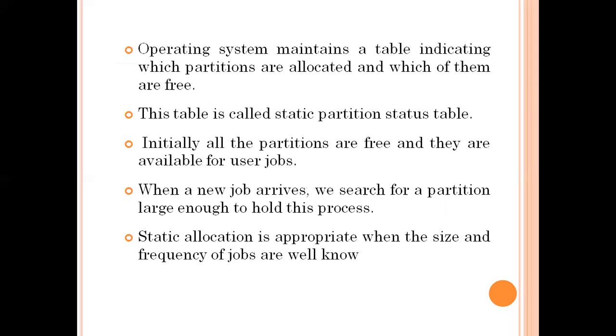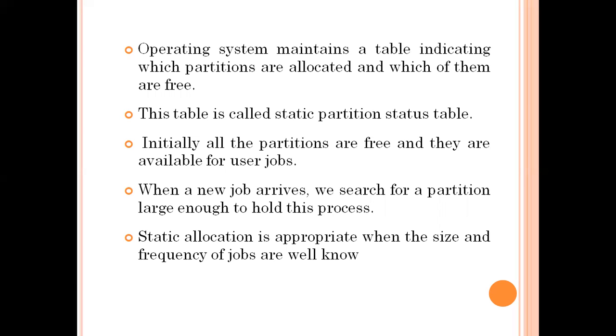The operating system maintains a table which indicates which partitions are allocated and which partitions are free. This table we generally call the partition status table. In the case of static partition, the table is called the static partition status table. In the case of dynamic partition, it is called the dynamic partition status table. Initially, to start with, all the partitions are in free status. Once they are allocated to a job, the status is converted into allocated.